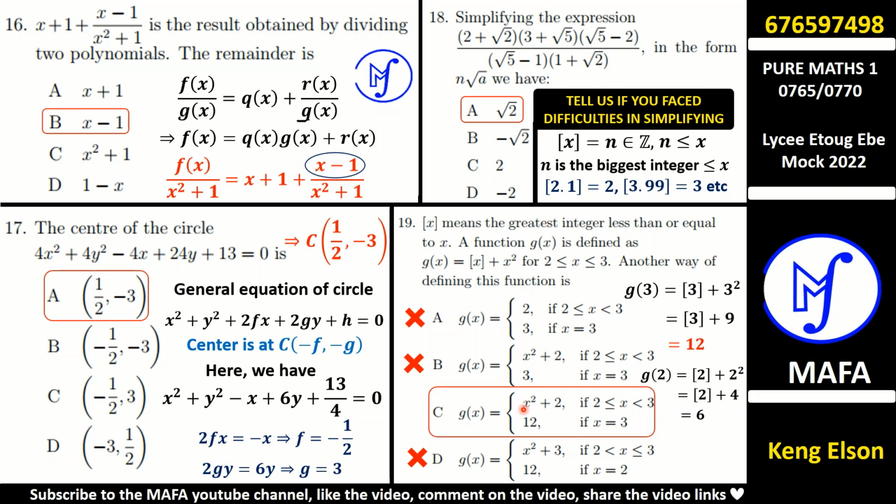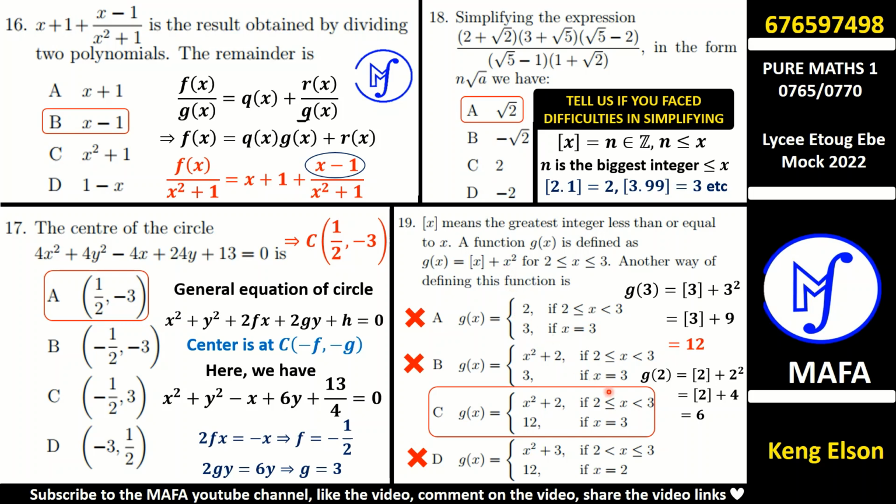But why did we just take option C? What is the explanation? We have seen that the second part is okay, but let us justify why the first part is also okay. For the first part, it says that g of x is equal to x squared plus 2 if x begins from 2 and ends at 3, where 3 is excluded. Now from 2 to 3, let's begin at 2. We are going to have the greatest integer of 2 plus 2 squared.